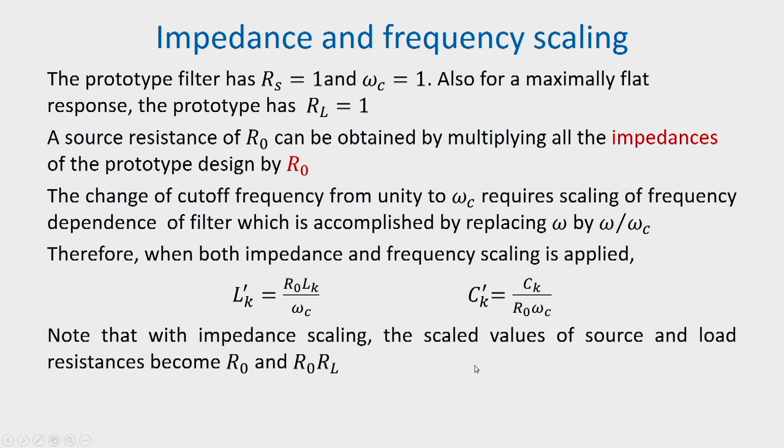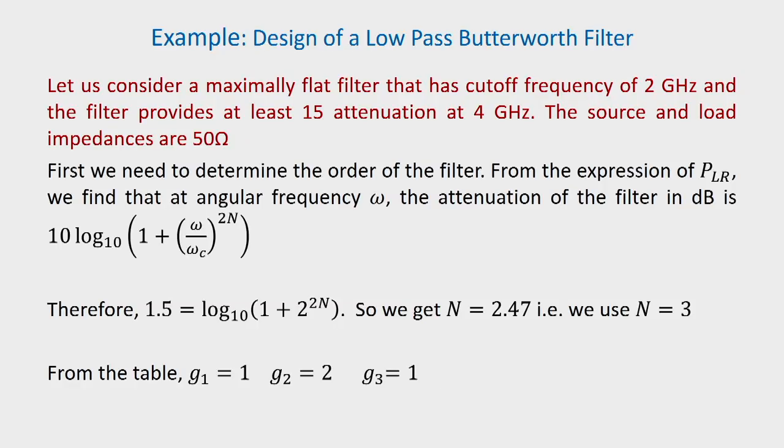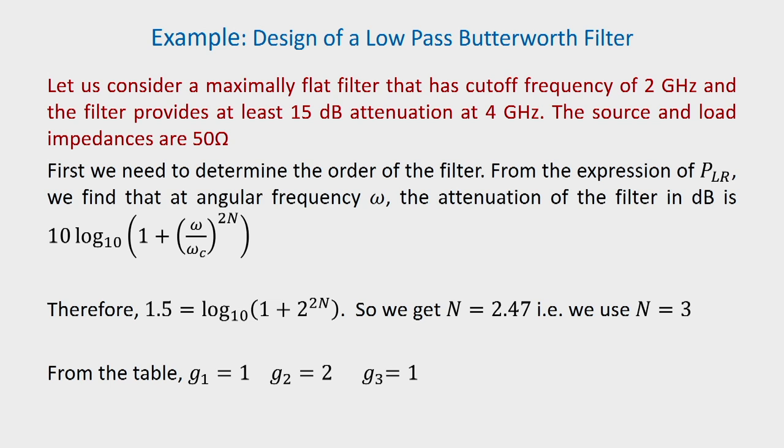So, let us see how we utilize these concepts in designing a low pass filter, and that will actually clarify whatever we have discussed so far. So, we consider the example of design of a low pass Butterworth filter. Let us consider a maximally flat filter that has a cutoff frequency of 2 gigahertz, and the filter provides at least 15 dB attenuation at 4 gigahertz. The source and load impedances are 50 ohm. So, first thing we need to do is to determine the order of the filter.